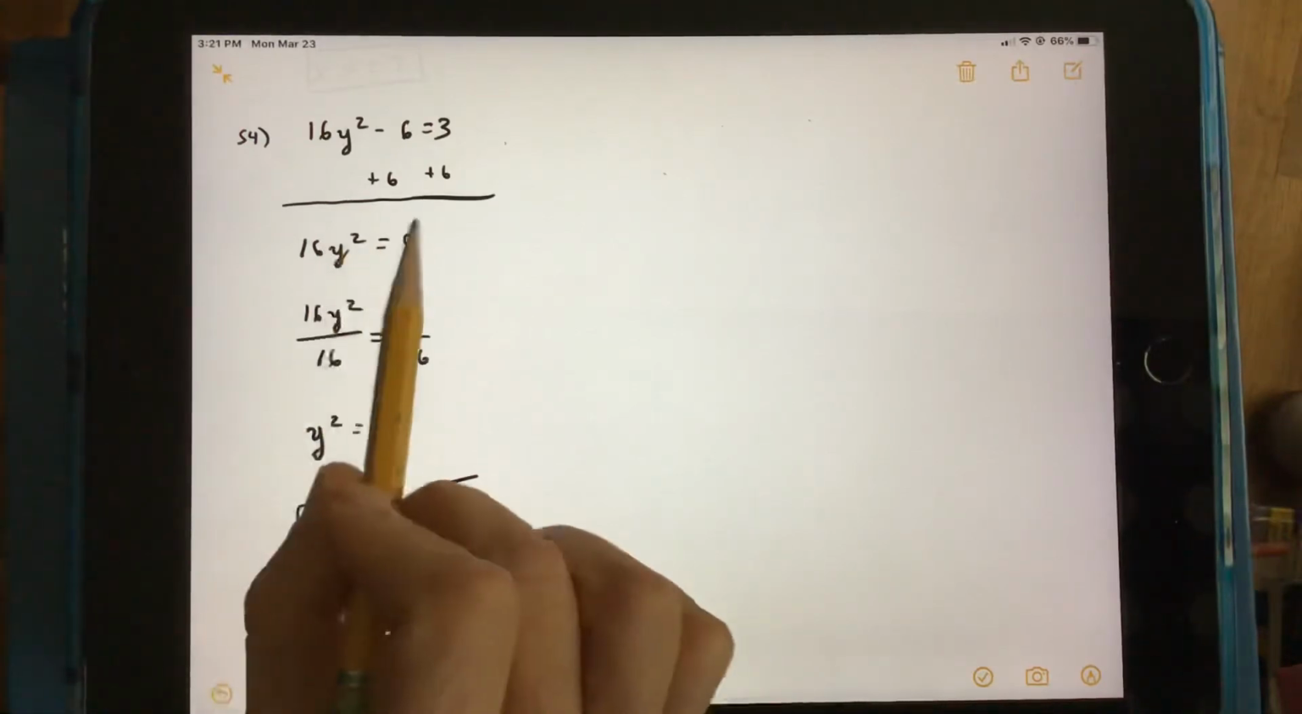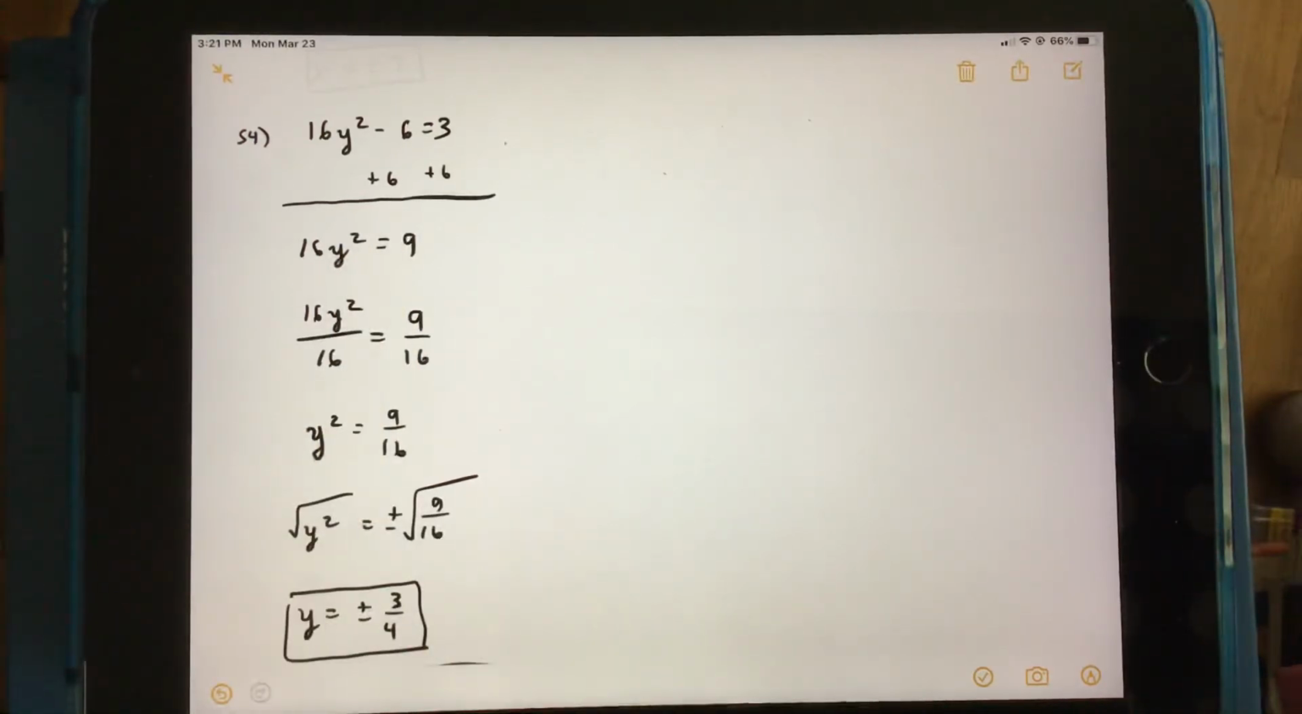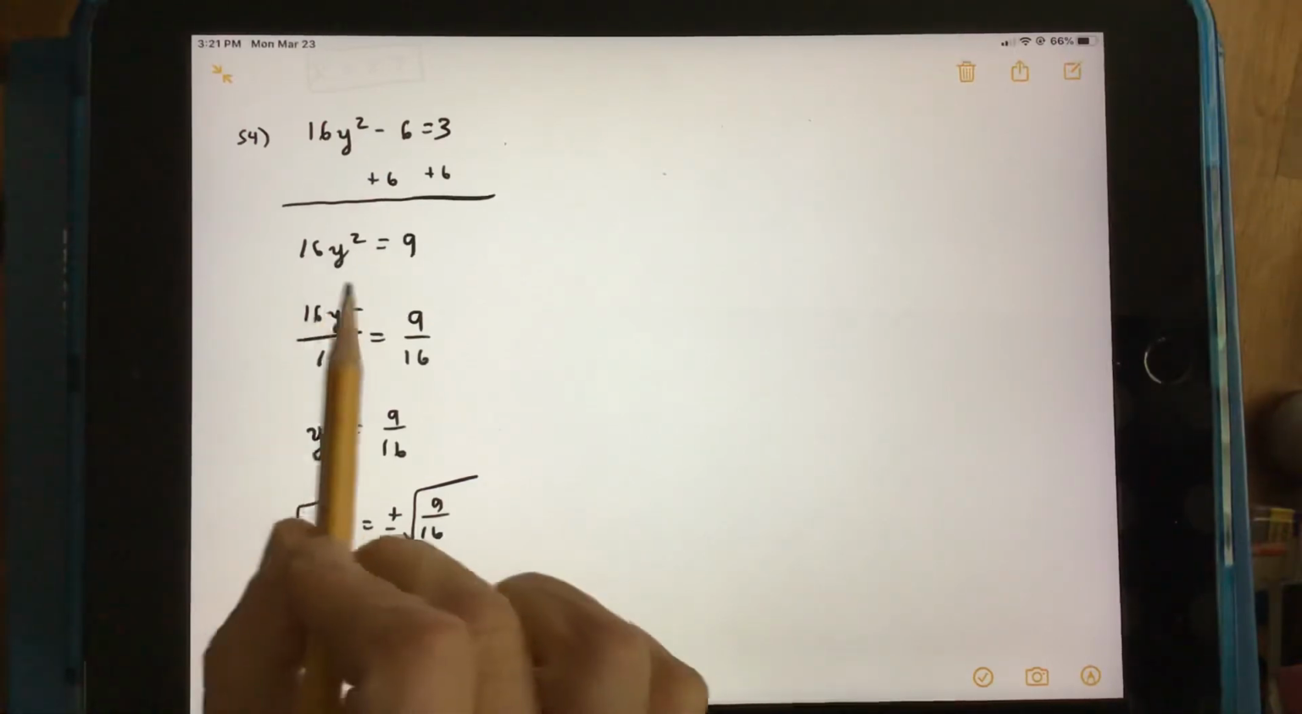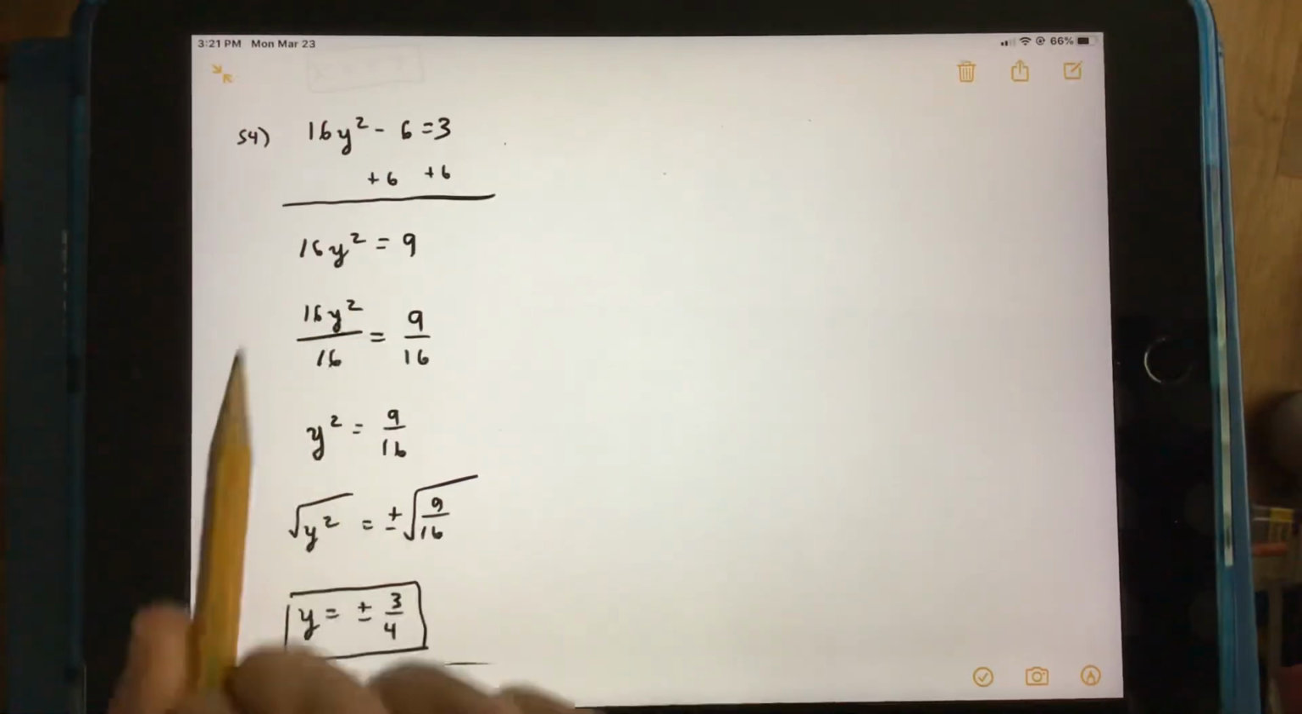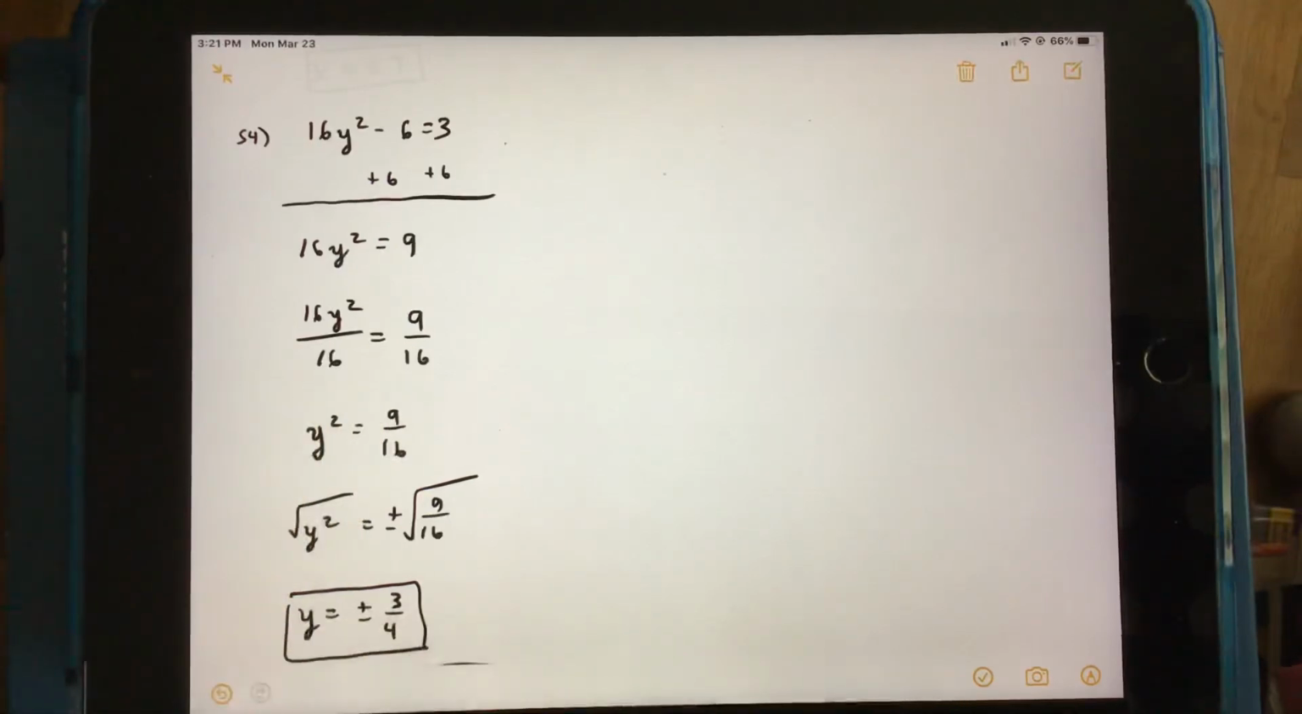On sample 4, we're going to add 6 on both sides as a first step to get this down to the value of y. That will give us 16y squared is 9. Then we divide both sides by 16, and that will give us y squared is equal to 9 over 16. Then we take the square root of both sides, and we're going to find out what is the square root of 9 separately from what is the square root of 16.